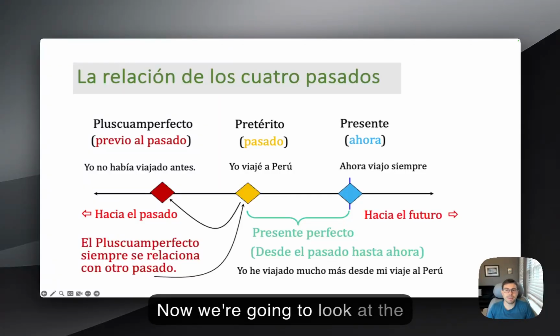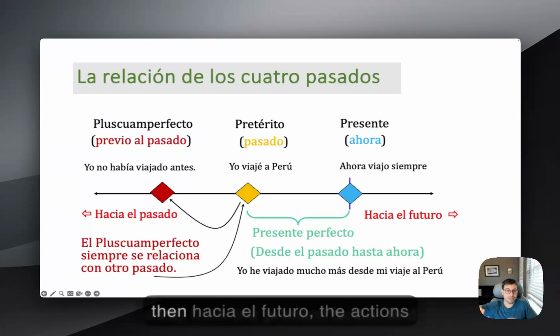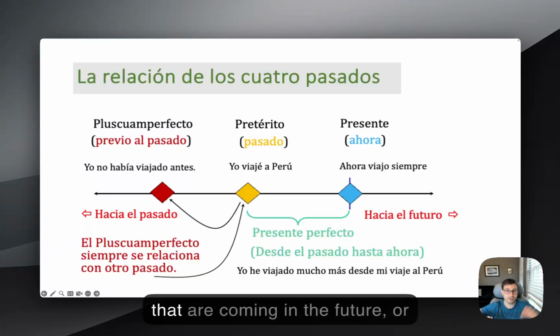Now we're going to look at the timeline of the relationship between the 4 past tenses. And so you can see in this timeline, hacia el pasado, the action that happened the farthest away from the present tense, and then hacia el futuro, the actions that are coming in the future or towards the future. And so we start from el pluscuamperfecto. That's something that happens before the past.